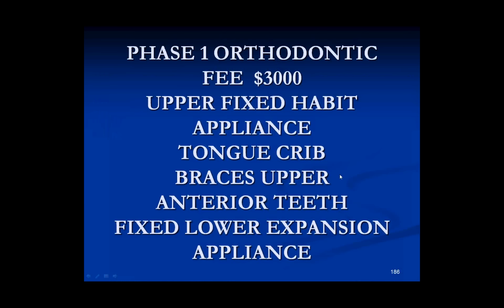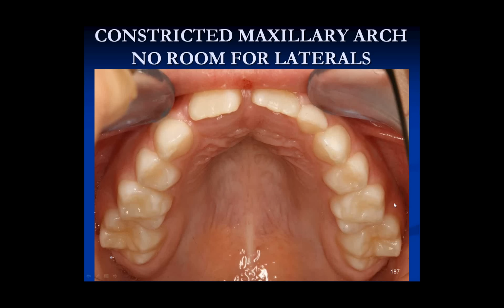Okay, so that fee was $3,000. The upper fixed appliance with the tongue crib and a lower fixed appliance and the braces on the upper front teeth, $3,000. The mother was happy to do it. Remember, there was no room here for these lateral incisors. Now, you've seen enough cases. If the upper arch is too narrow, the lateral incisors will become impacted or they'll come in the palate. So why would you wait for that?